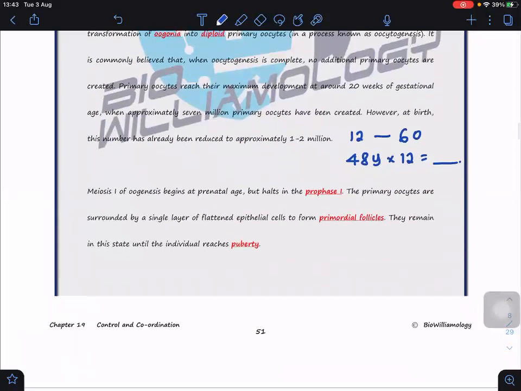So meiosis 1 of oogenesis begins at the prenatal age, but halts in prophase 1. The primary oocytes are surrounded by a single layer of flattened epithelial cells to form what we call the primordial follicles, and they remain in this state until the individual reaches puberty. Are you clear? So they do nothing until they reach puberty.